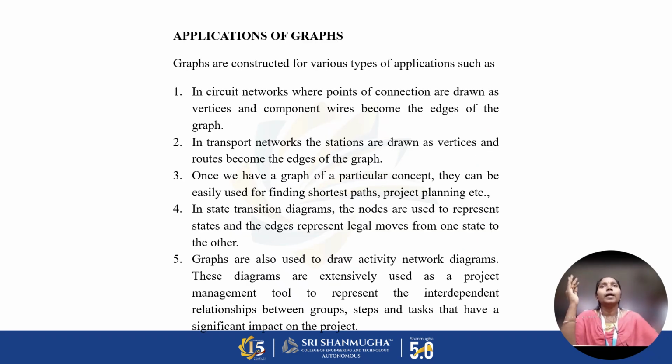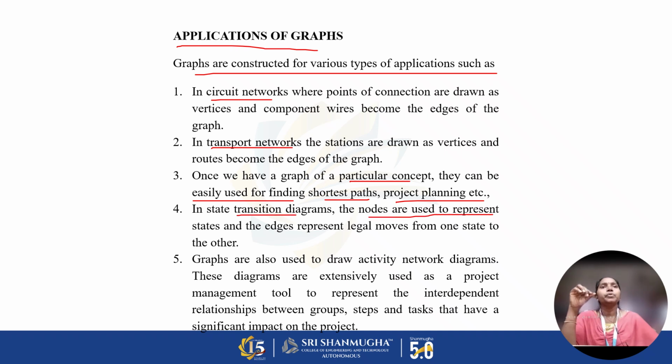And this is finally the application of graphs. Graphs are constructed for various types of applications such as circuit networks and transport networks. In circuit networks, points of connection are drawn as vertices and component wires become the edges of the graph. In a transport network, the stations are drawn as vertices and routes become the edges of the graph. Once we have a graph for a particular concept, it can be easily used for finding shortest paths and project planning, etc. In state transition diagrams, the nodes represent states and the edges represent legal moves from one state to another.